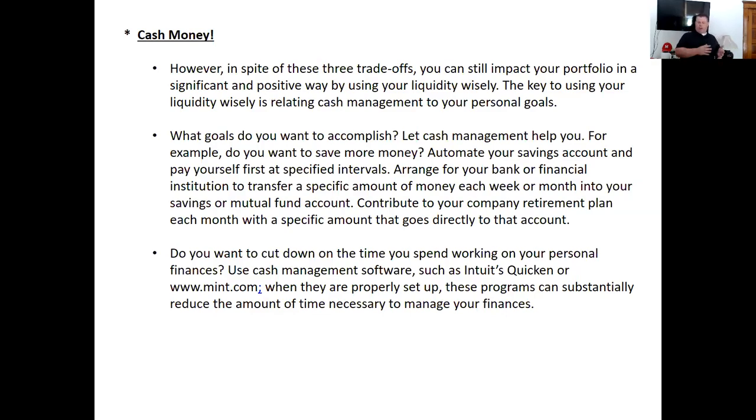For example, do you want to save more money? Automate your savings account and pay yourself first at specified intervals. You can even set up a portion, usually of your direct deposited paycheck, to go into your savings account automatically. Arrange for your bank or financial institution to transfer a specific amount of money each week or month into your savings or mutual fund account. Contribute to your company retirement plan each month with a specific amount that goes directly to that account.